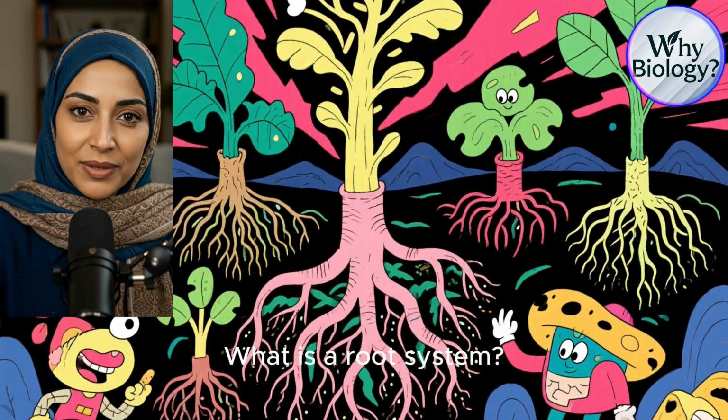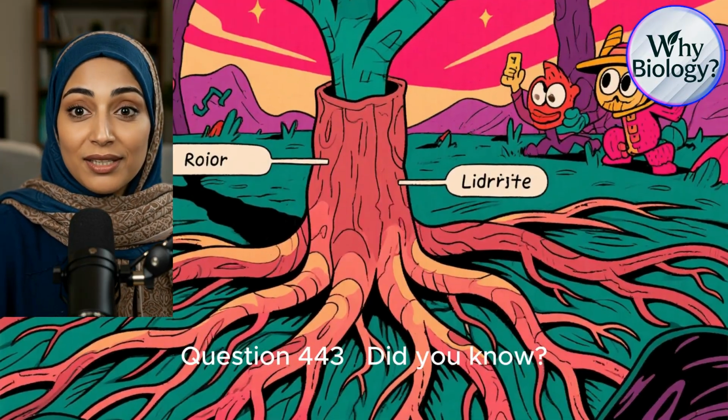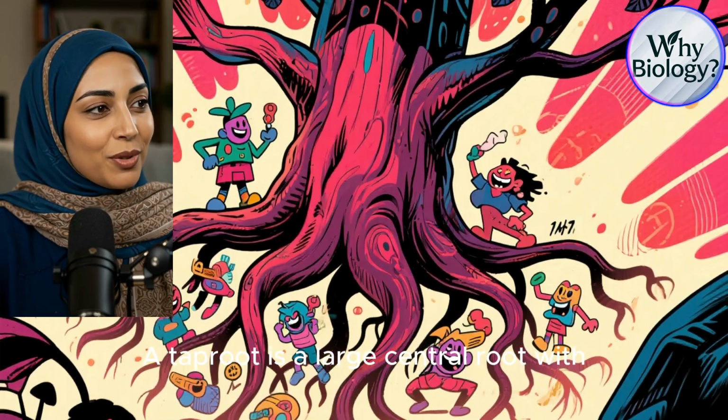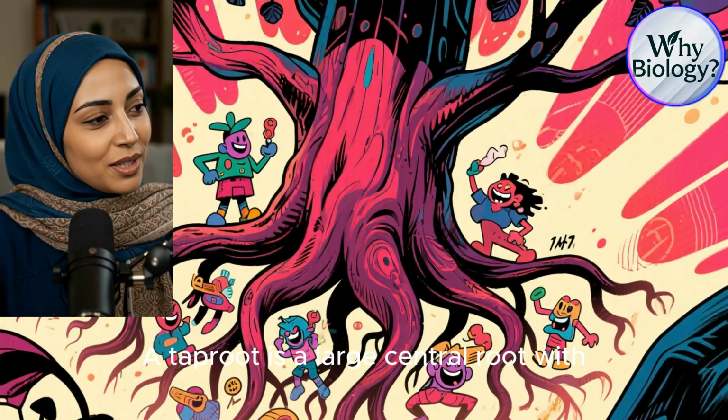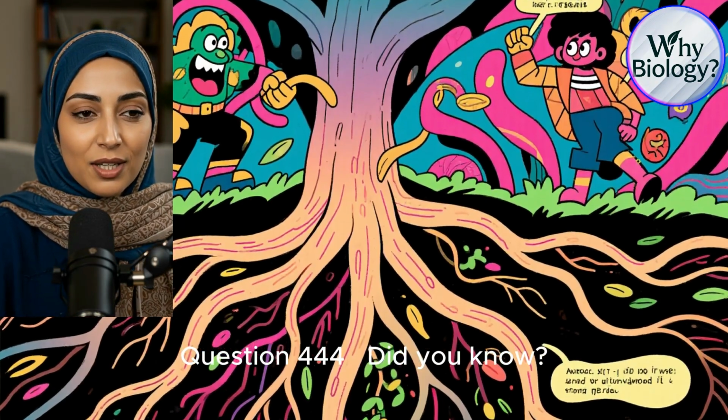What is a root system? A root system is all roots of a plant. Question 443. Did you know? What is a taproot? A taproot is a large central root with smaller lateral roots.